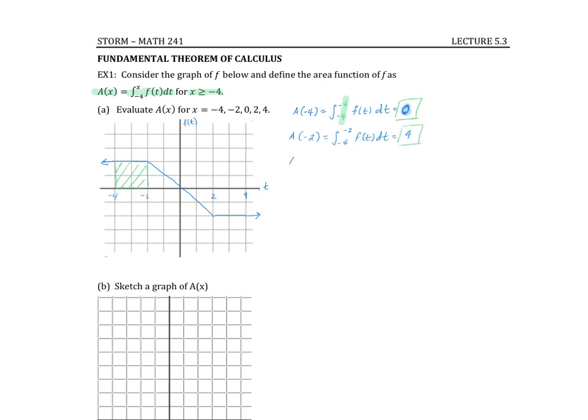When we compute the area function for x equal to 0, it's the integral from -4 to 0 of our function. So now we're going to 0. We're adding the area of this triangle, and it looks like that's going to be equal to 6.